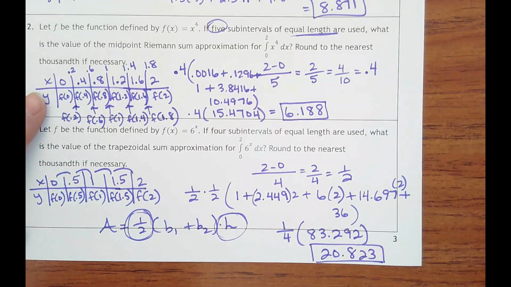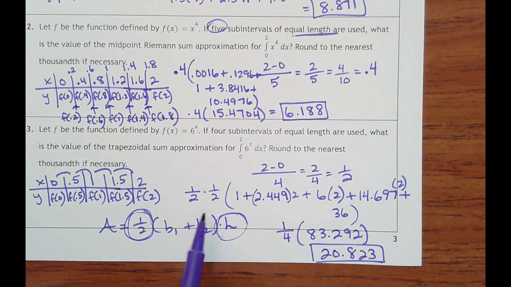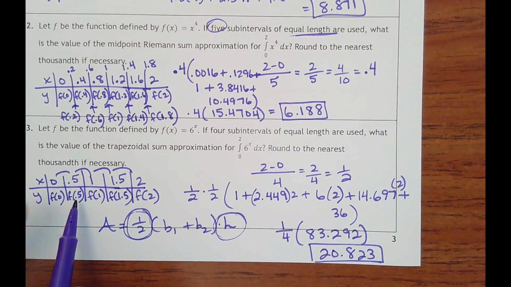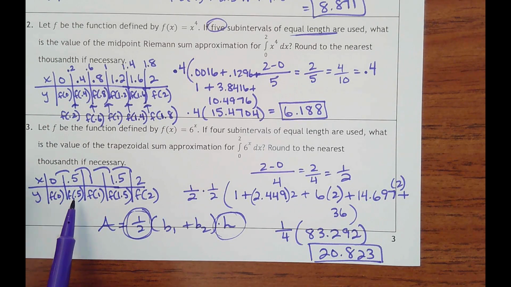But again, you can make this formula as lengthy as you want. If you didn't like doing this, do each trapezoid. Have each this plus this over 2 times the height of 0.5. You can do each one individual if you'd like.